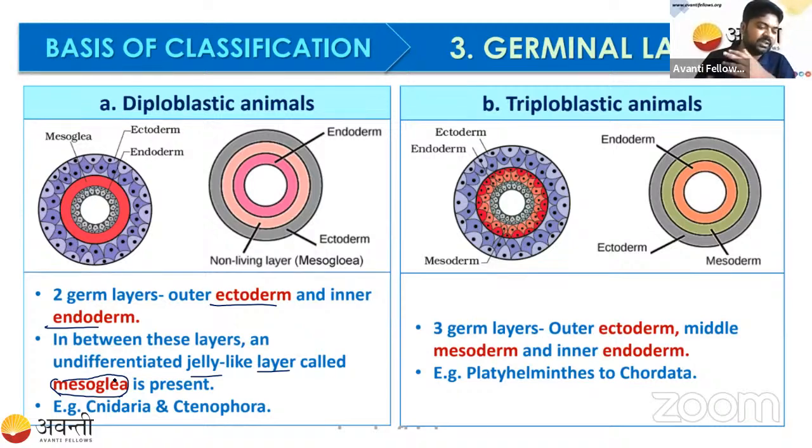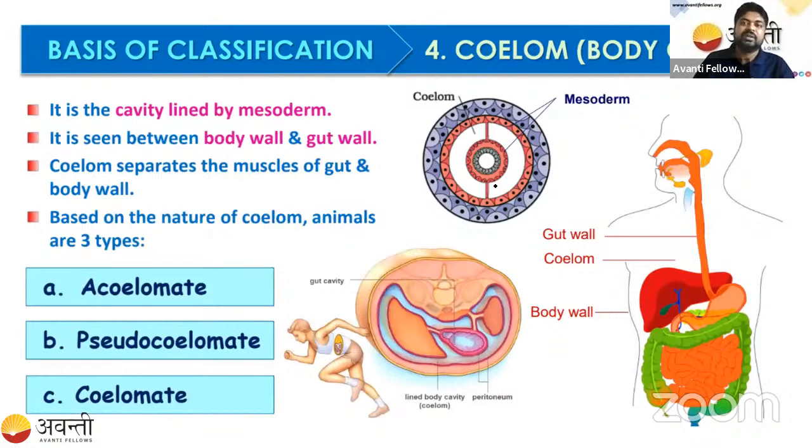We will discuss all the phyla after these basic things. Next, you can see the three germ layers, and the three germ layers are the ectoderm, mesoderm and endoderm. Here you can see the examples for the diploblastic animals are Cnidaria and Ctenophora, and here you can see the Platyhelminthes and Chordata in case of triploblastic animals.